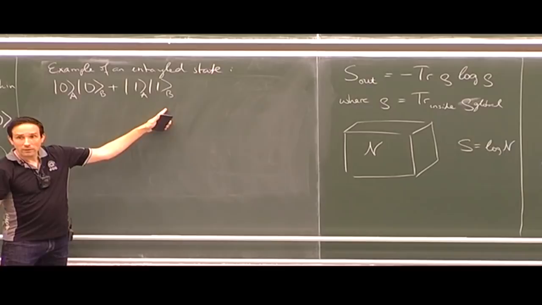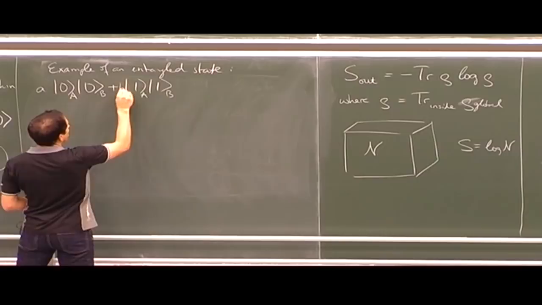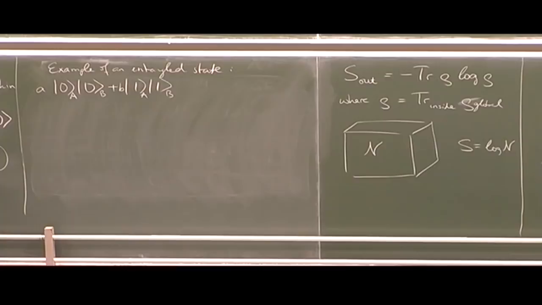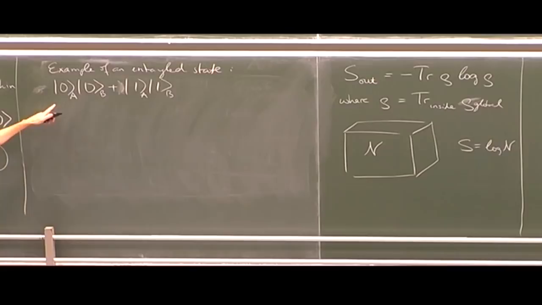I could have an example where I put some coefficients here, A and B. And if A and B are both non-zero, this is still an entangled state. It's just not what's called maximally entangled. In the maximally entangled case, where these coefficients are both 1 over square root of 2, it means that if I have only system A, it's in a maximally mixed state, and the entropy of system A by itself is log 2.